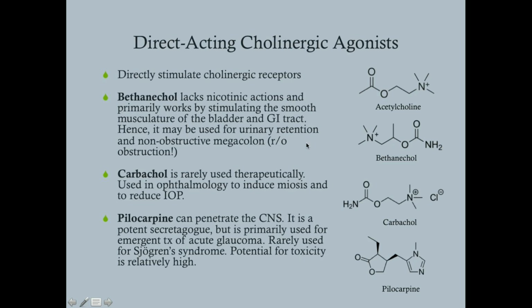So bethanechol lacks nicotinic actions, which is really a good thing when we're talking about cholinergic agonists, because we don't want to wipe out the autonomic nervous system. We really just want to affect these muscarinic receptors. It primarily works by stimulating the smooth musculature of the bladder and GI tract. So what receptors do they use? Muscarinic receptors, but what kind? M1. So these primarily work on M1 receptors. So it's often used for urinary retention, for instance, postoperative urinary retention, and for non-obstructive megacolon.